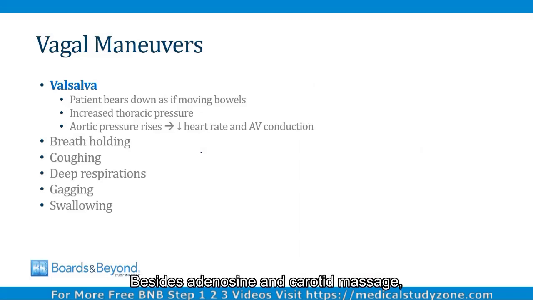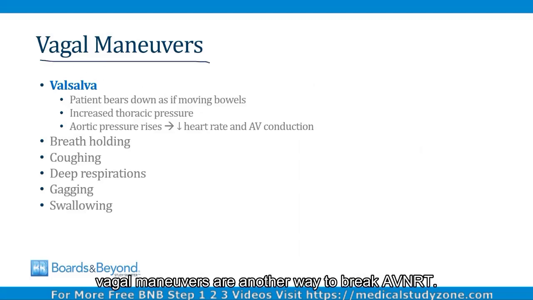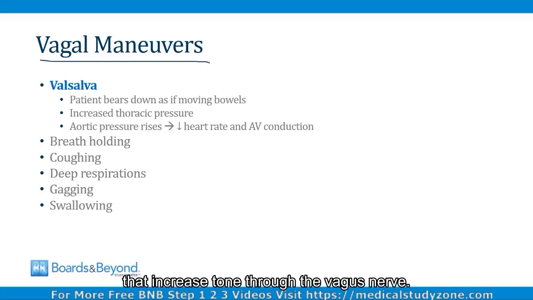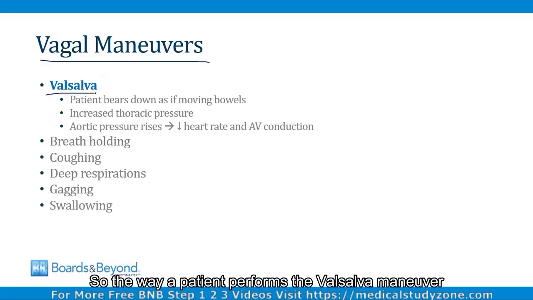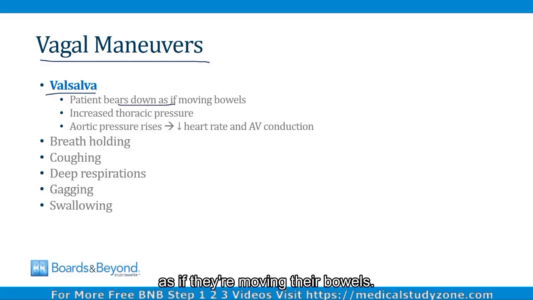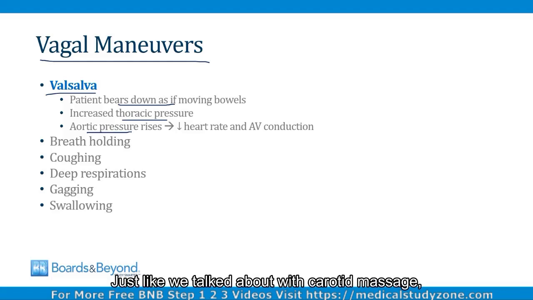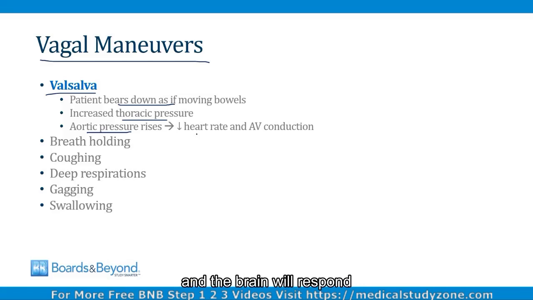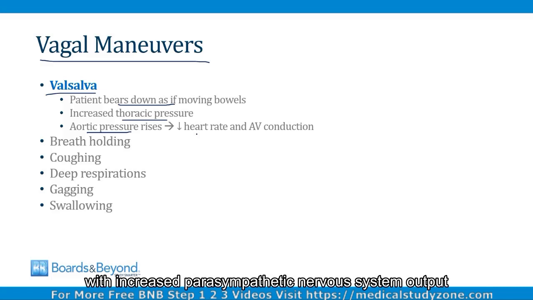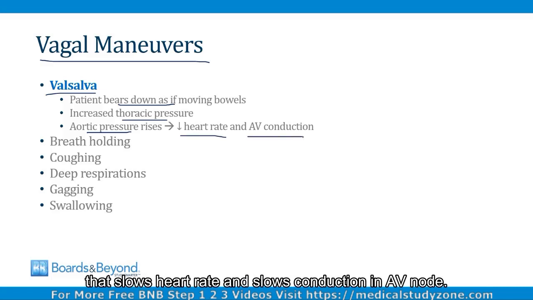Besides adenosine and carotid massage, vagal maneuvers are another way to break AV-NRT. Vagal maneuvers are maneuvers a patient can do that increase tone through the vagus nerve. One of these is the Valsalva maneuver. The way a patient performs the Valsalva maneuver is you ask the patient to bear down as if they're moving their bowels. This will increase the thoracic pressure, and this will press on the aorta and slightly increase the aortic pressure. Just like we talked about with carotid massage, that will be interpreted by the brain as a rise in blood pressure, and the brain will respond with increased parasympathetic nervous system output that slows heart rate and slows conduction in the AV node.